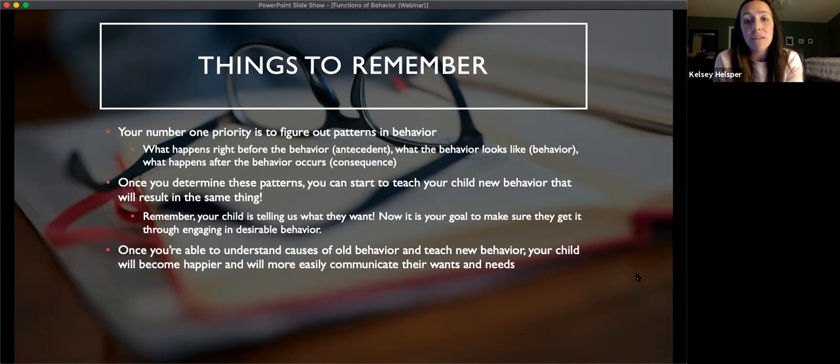And then once you're able to understand causes of the old behavior and teach new behavior, your child will ultimately become happier, will be able to more easily communicate. You'll probably be happier as well. It's a win-win for everybody because we're teaching that really great communication, and also we're teaching them that those behaviors aren't appropriate.